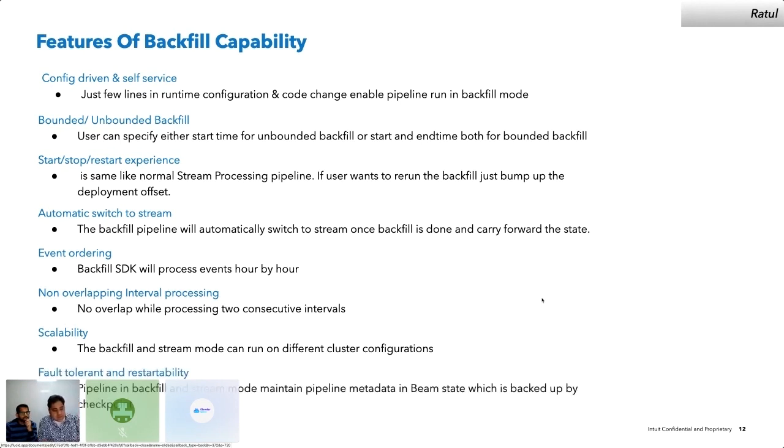Last but not the least is fault tolerance and restartability. In the backfill pipeline, we are storing all the pipeline metadata, we'll talk about what pipeline metadata is, inside the Beam state. It has a couple of advantages. One advantage, it will reduce the complexity of external dependency. Right? Second thing is that the Beam state is backed up by checkpointing. So it will support the fault tolerance and restartability.